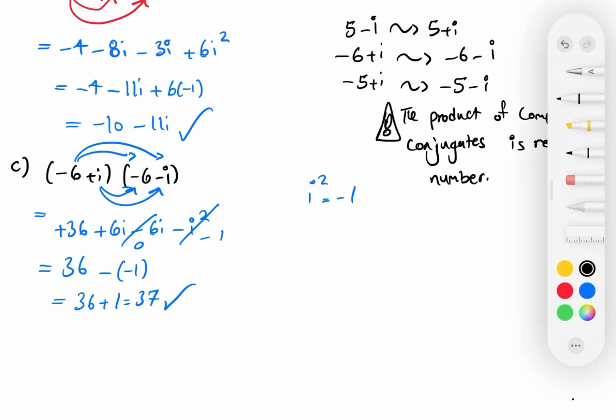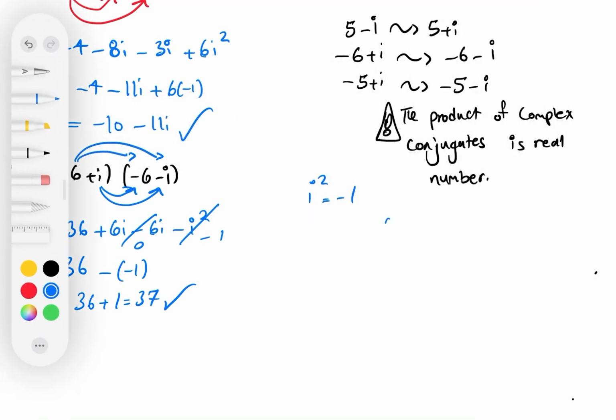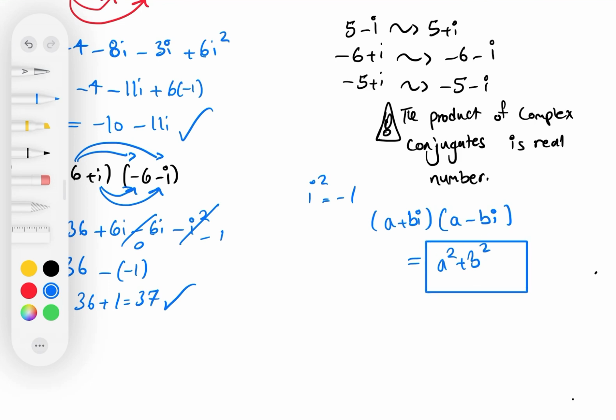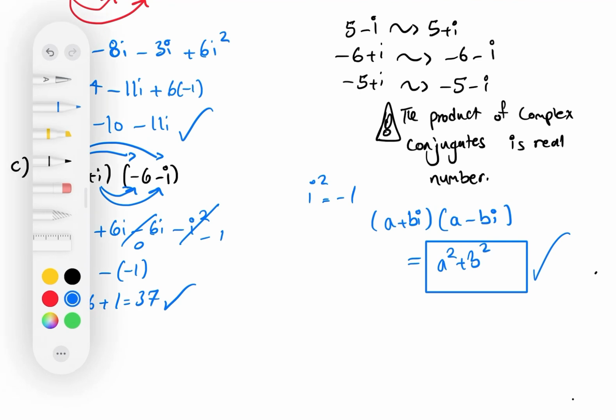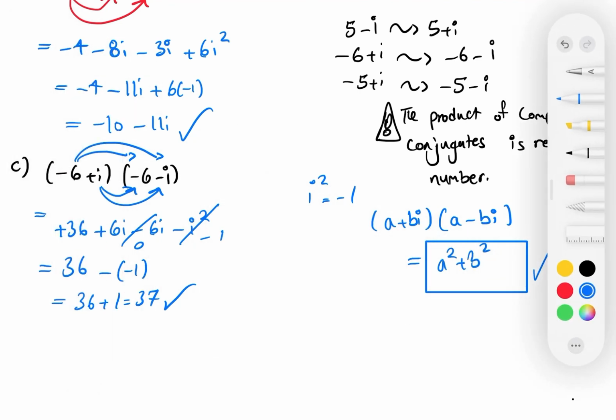So anyways, the product of complex conjugates is a real number. What does that mean? This means that if I multiply a plus bi, the original complex number, by its conjugate, which is a minus bi, I can go ahead and expand this, but this is just going to give you a squared plus b squared, which means that it's not going to have any imaginary numbers in it. So it's all going to be real numbers. And in fact, I have an example, which is right here, C, to prove that. When I multiply negative 6 plus i by its conjugate, I got 37, which was a real number.